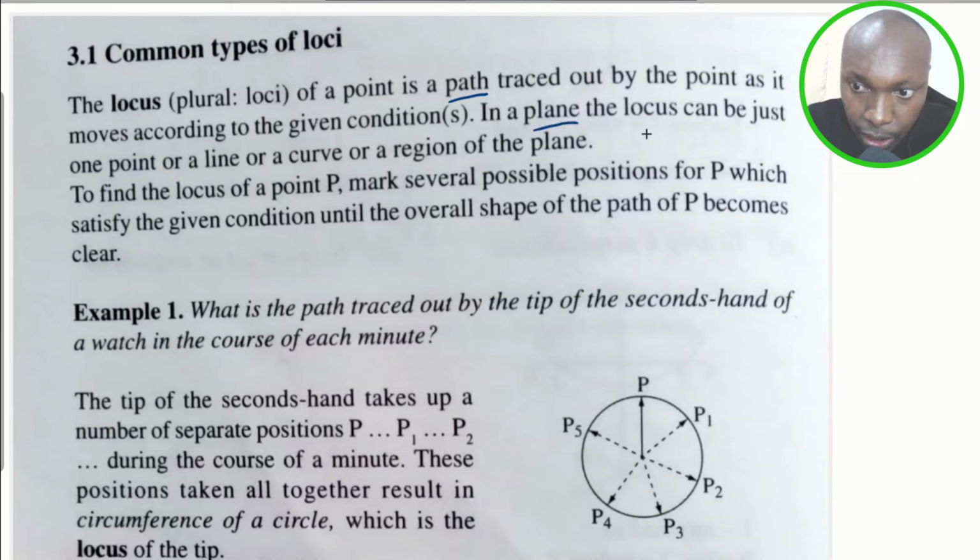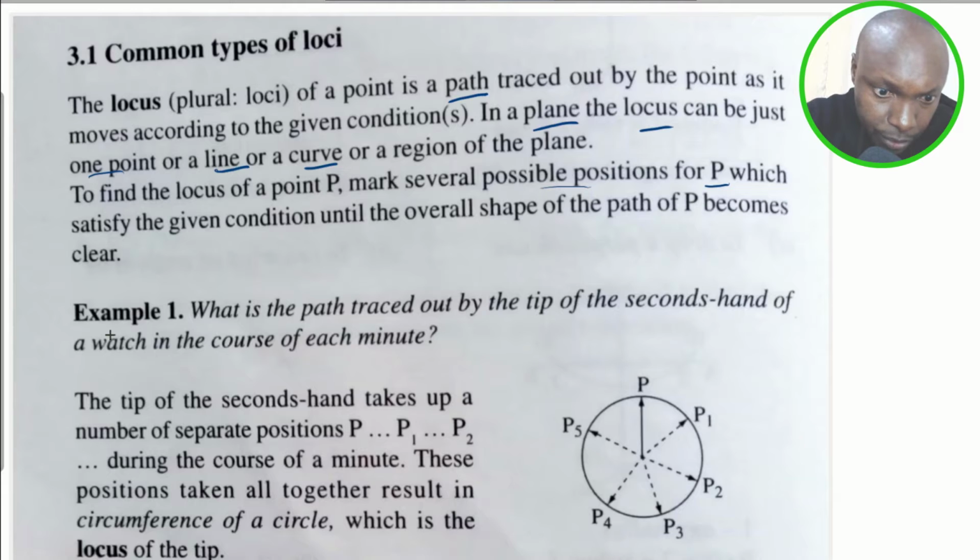In a plane, the locus can be just one point, it can be a line, or it can be a curve or a region of the plane. So that is the definition of the term loci: a path traced out by a point as it moves according to some given conditions. We shall look at these conditions. Now the other very important thing is that to find the locus of a point P, you need to mark several possible positions of P which satisfy the given conditions until the overall shape of the path of P becomes clear.